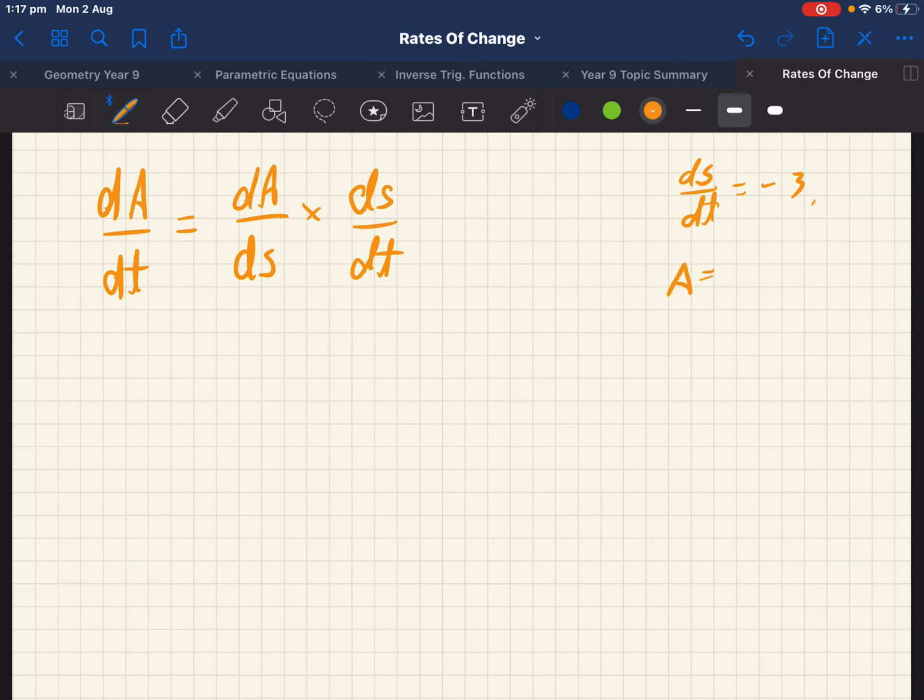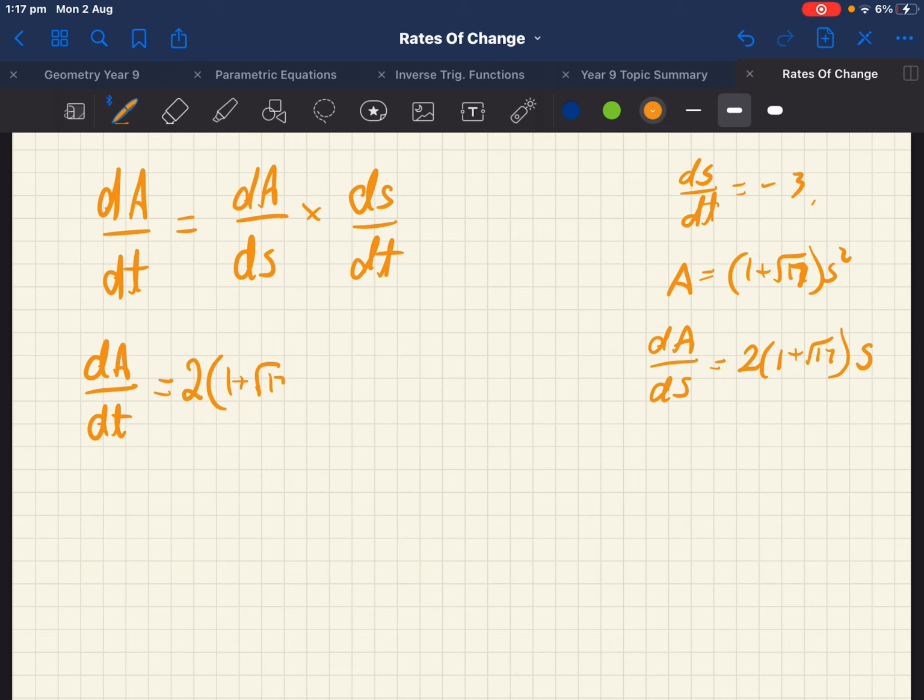We don't know what dA ds is yet, but we do know that A is 1 plus root 17, S squared. That's meant to be a 17 there. So that will allow us to find dA ds. Use some calculus, power down the front, 1 away from the power, and we have dA ds covered. And so now dA dt is going to be dA ds, which is 2 times 1 plus root 17 S, times ds dt, which is -3. And so there you have it: -6, 1 plus root 17, S.